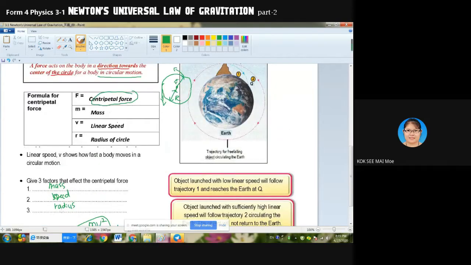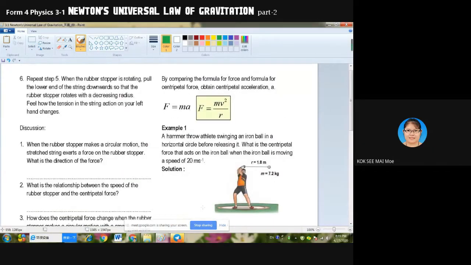Now we're going to see this part. By comparing the formula of the force and the formula of the centripetal force, F equals Fc, so we can obtain a. A is v squared over r. Any question? If no, we need to do example 1.